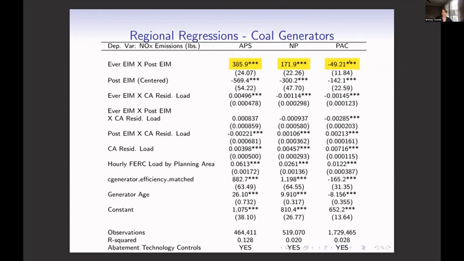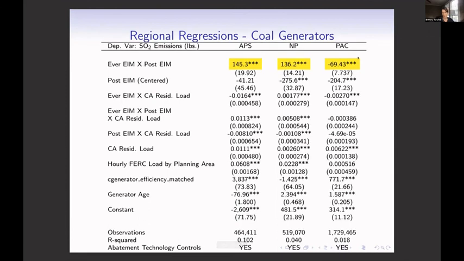For coal generators, even though on average I don't see any significant increase or decrease in NOx or SO2 emissions, when I look at the region, I do see some pretty significant increases. In Arizona Public Service Company or Nevada Power, I see significant increases in NOx emissions, whereas in Pacific Core, I see significant reductions in NOx emissions. These same patterns are observed for SO2 emissions as well. So I'm still trying to nail down this mechanism and what's going on in these regional regressions.